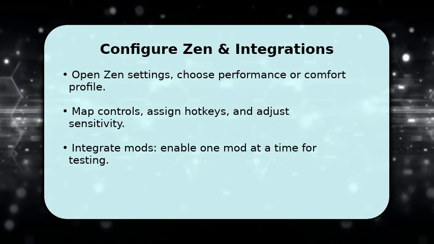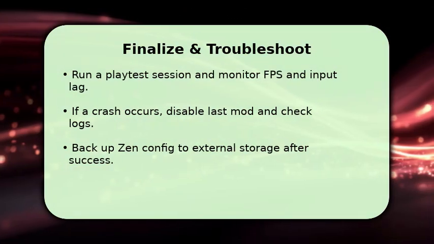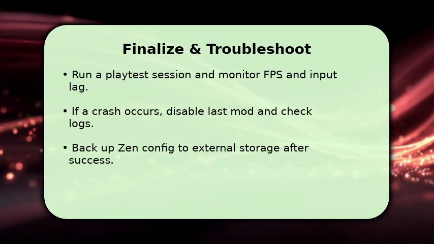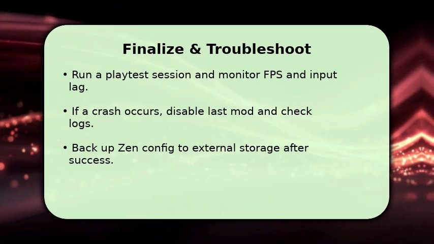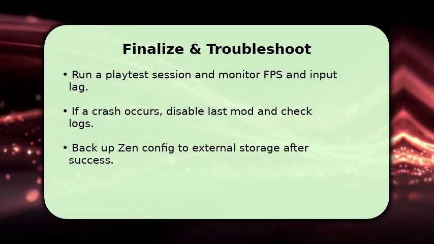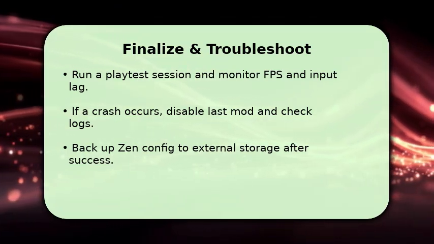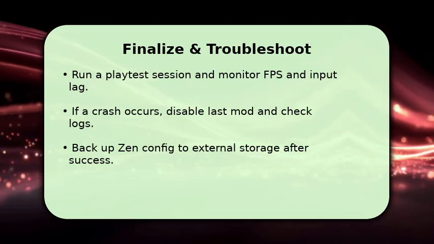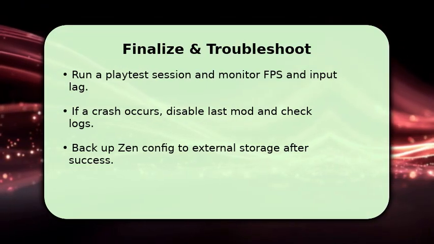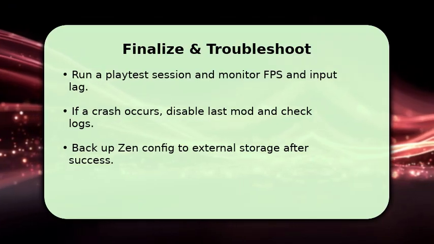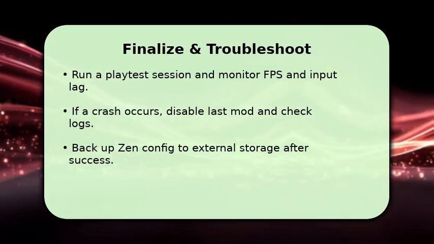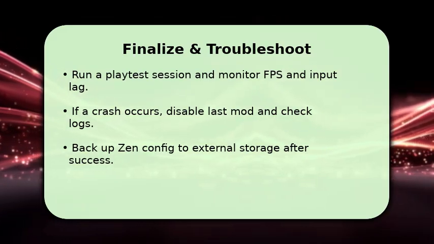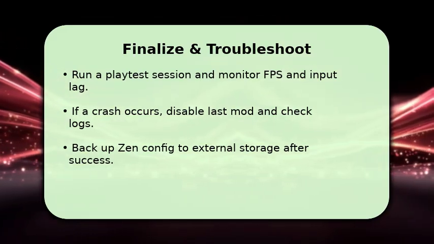You finish by running a full playtest. Monitor FPS, input lag, and any visual anomalies. If everything behaves, back up your Zen configuration to external storage so you can restore quickly. If a crash or instability happens, disable the last enabled mod and retest. Once isolated, consult the Zen log files for errors and revert or update the offending component. One key troubleshooting tip: clear cached shaders and confirm your console firmware matches the Zen version requirements.